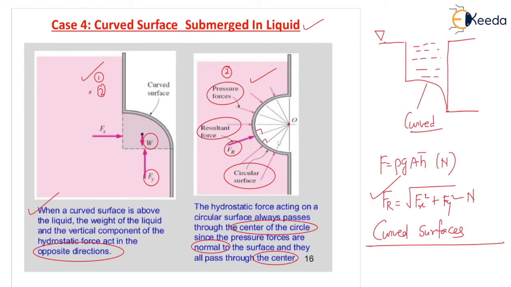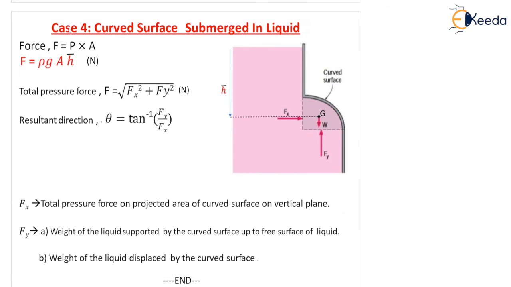Okay. Now we'll talk about how to find forces in the curved surfaces. Let's go into the next slide. So this is the fourth case, continuation, curved surface submerged in liquid. Same diagram we have taken here. G is the center of gravity, W acting in the downward direction, and Fy acting in the upward direction. This is the CG distance. What is CG distance? H bar from the free surface of water. Correct? This is the free surface of water.